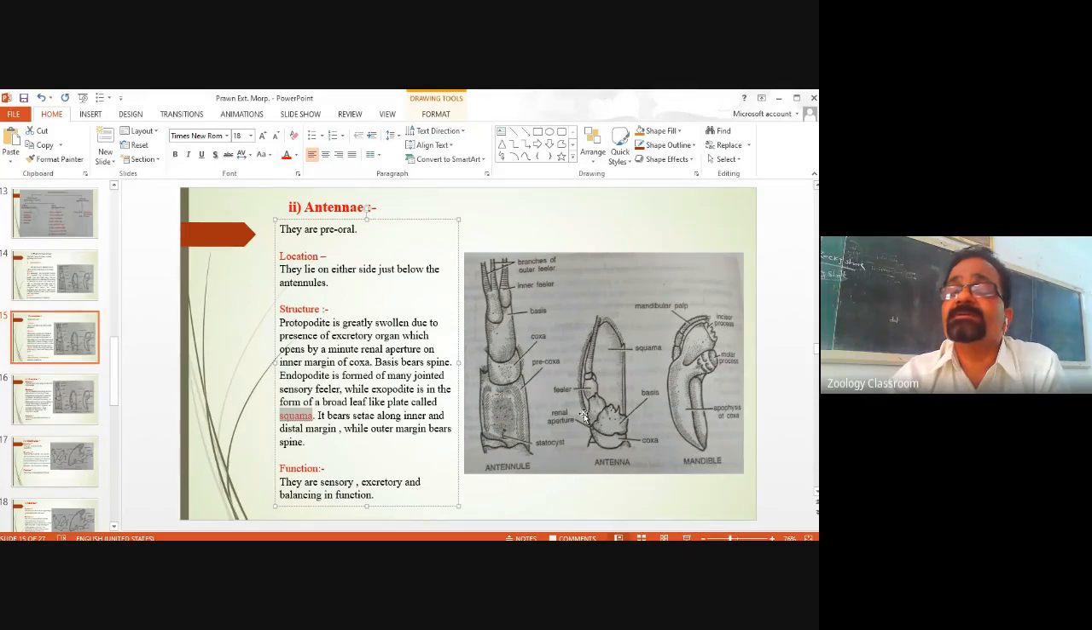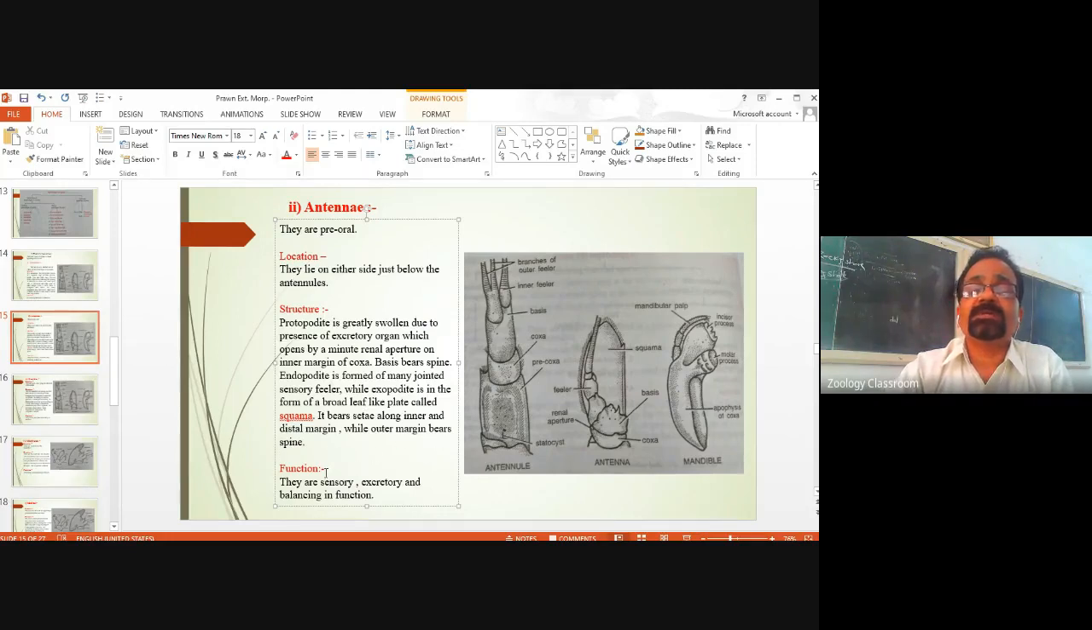This is the inner and the distal margin. Setae are present, while the outer margin bears a spine. This is the smaller spine which is present here. Now these antennules and antennae are different mouthparts which we are dealing with. A short question is often asked on this, or you will be asked for a short note. It carries the weightage of a short note. So the outer margin bears the spine.